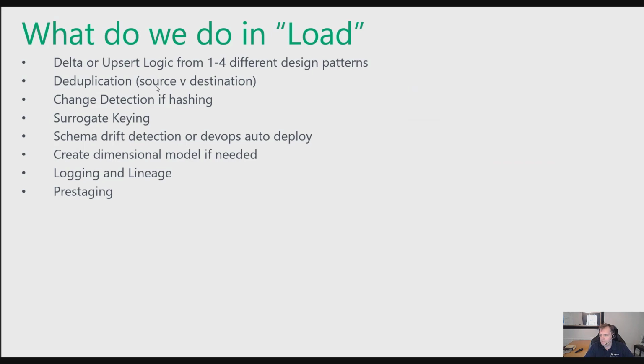Once we've created that view, this is the stuff that happens automatically by the dynamic generation, right? So any delta upsert logic, deduplication, change detection, surrogate keying, schema drift handling, the actual creation of the physical model, logging and lineage, and we have some performance features, which is whether we pre-stage. Do we go direct from the view, direct into the object, or do we put it into a temporary table first so that any complexities in that view are hardened, right? So that's what we do in the transform and the view.